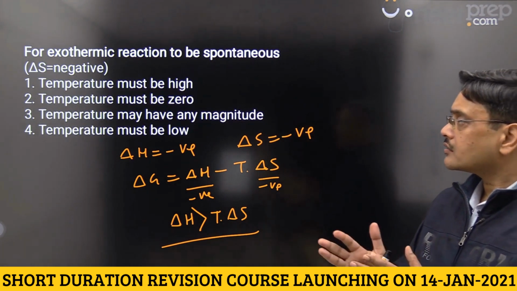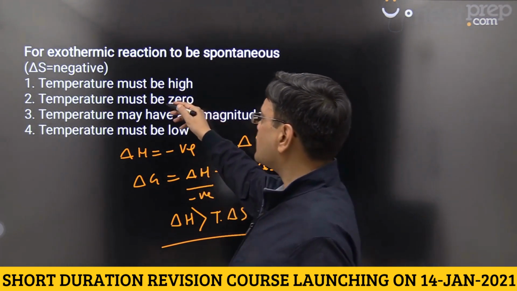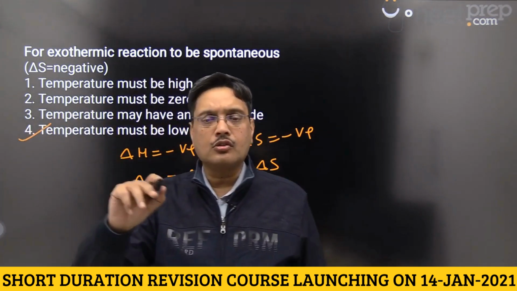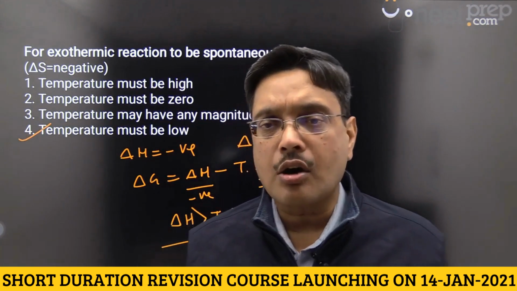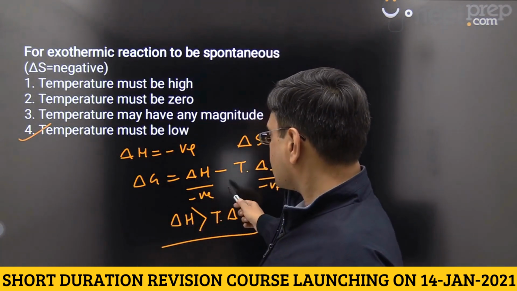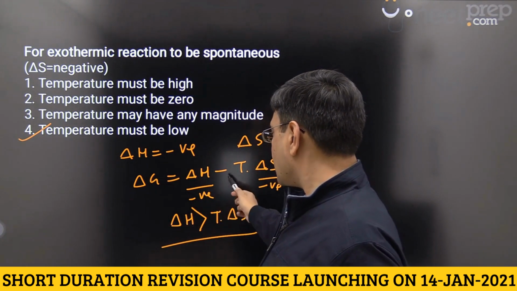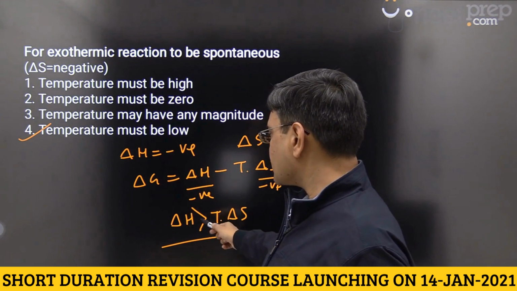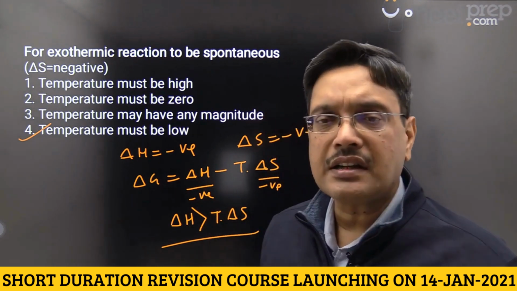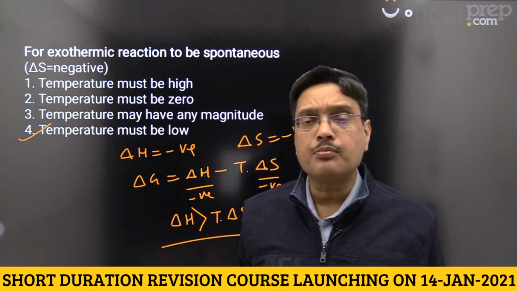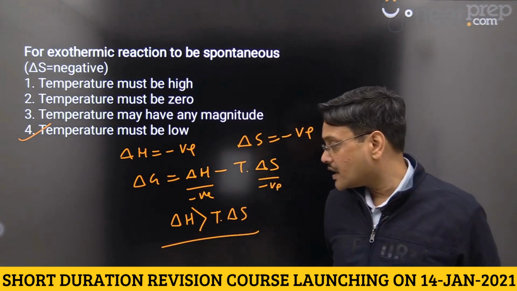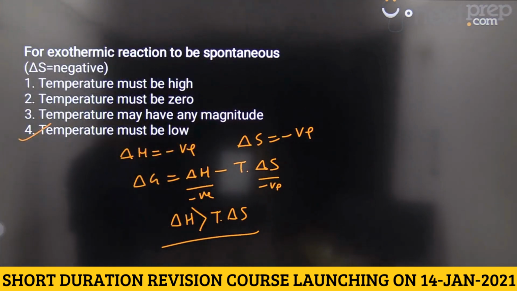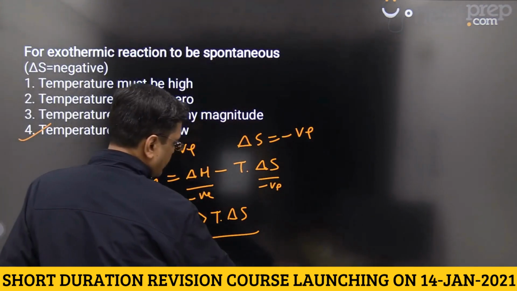Which alternate? Temperature must be high, temperature must be 0, temperature must be low. The fourth is the option. Right? You already know that. Because it is negative and now it is positive, and for a spontaneous reaction the magnitude of ΔH must be greater than TΔS, and such a type of reaction can be spontaneous at lower temperature. Right? Now we move to the next.